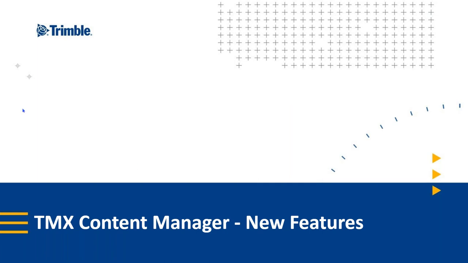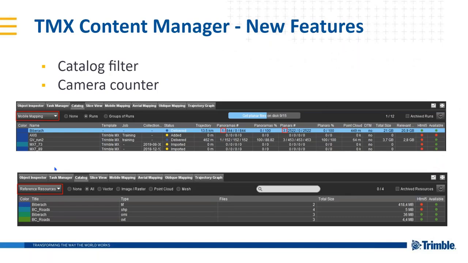So coming back to the presentation here, let me go through the list of features that are relevant specifically to the TMX Content Manager. We're going to start with the catalog. And the catalog now introduces a new filter. As you see here, in the top screenshot and the bottom screenshot, this filter is highlighted with the square on the left-hand side. The filter lets you filter the available resources in the catalog based on their type.